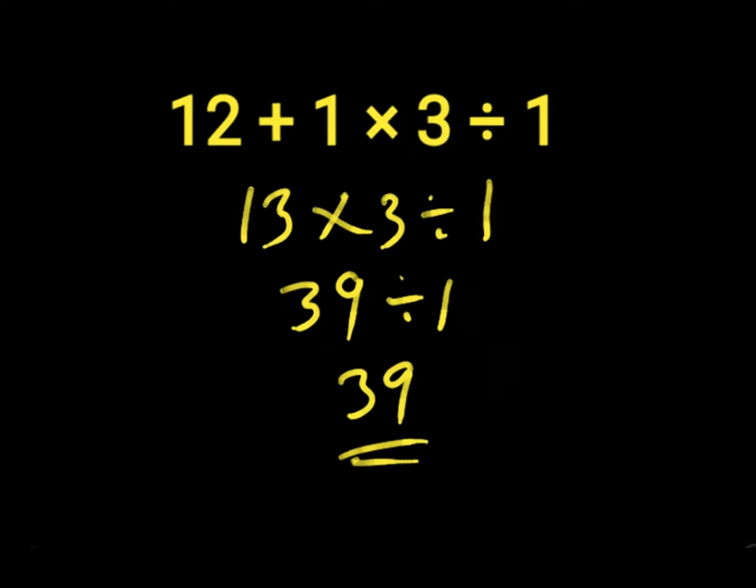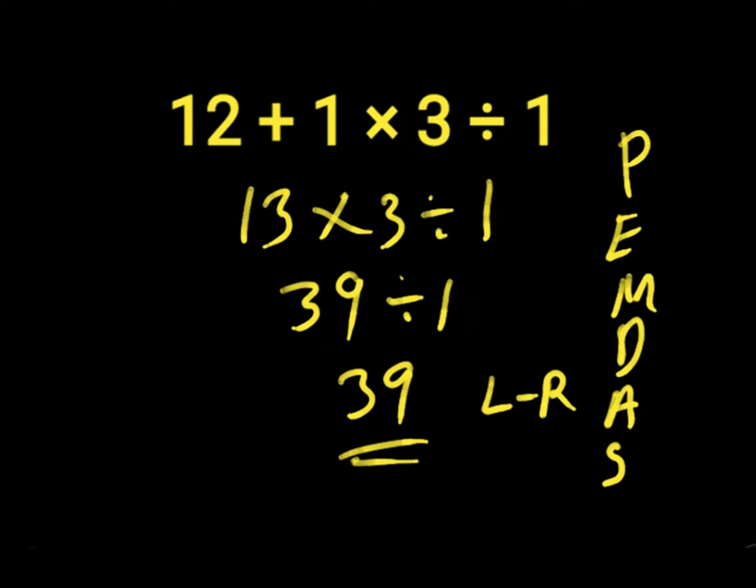And what if I say 39 is the wrong answer to this expression, because we do not work in accordance with the order of operation, which is PEMDAS. PEMDAS is parentheses, exponent, multiplication, division, addition, and subtraction, working from our left to our right, where we see multiplication and division in the same expression because they have equal priorities, such as addition and subtraction. They also have equal priorities, so we work from our left to our right.